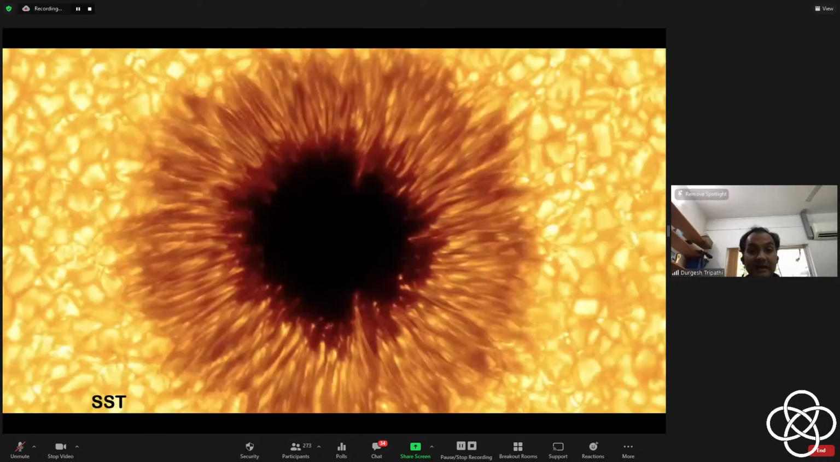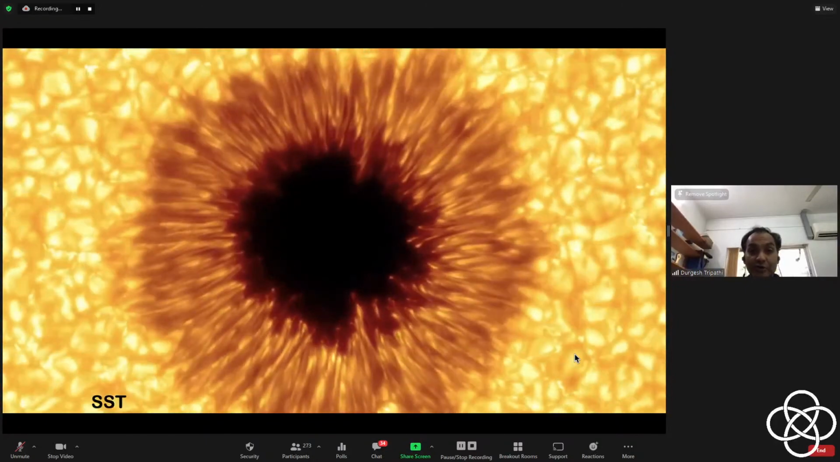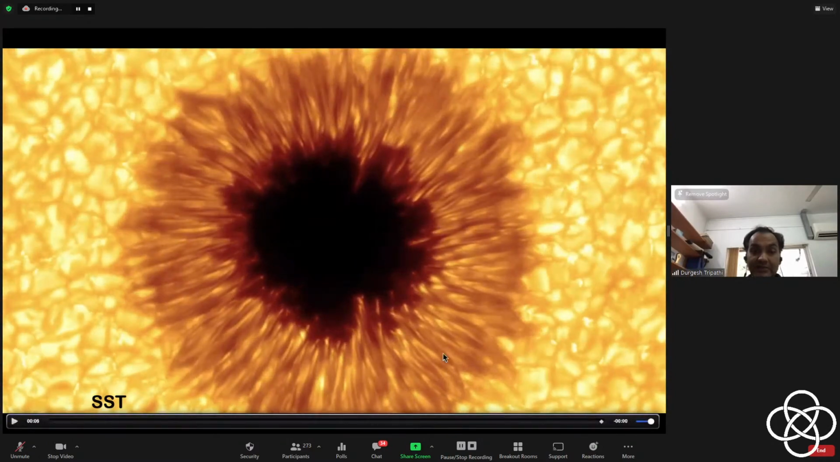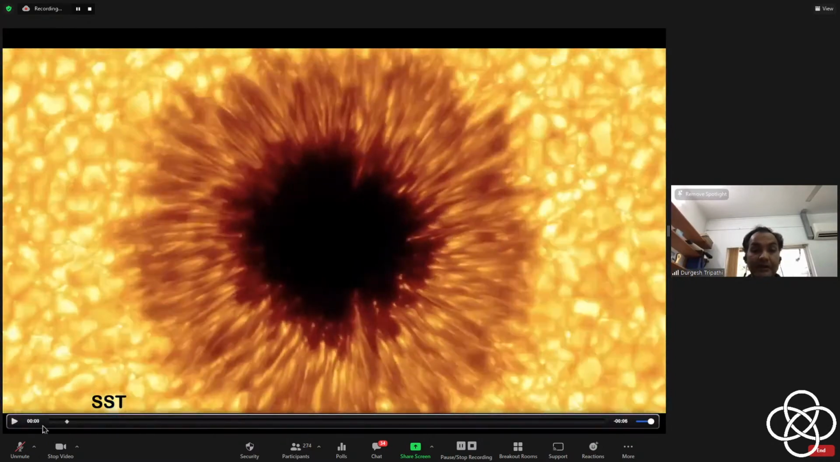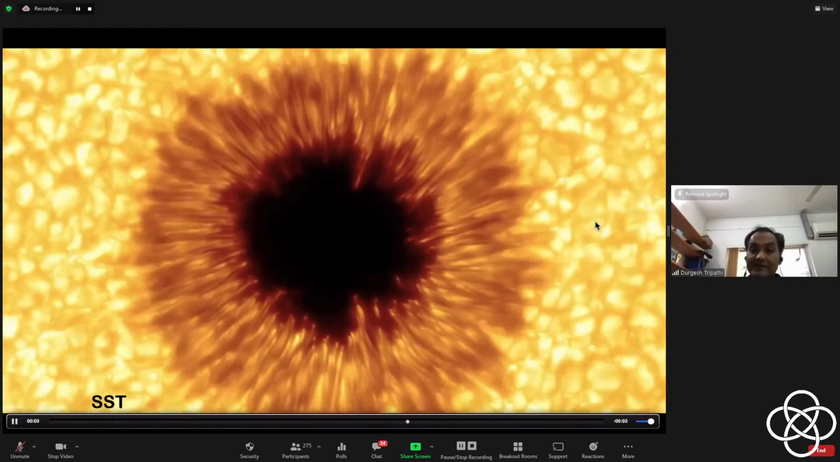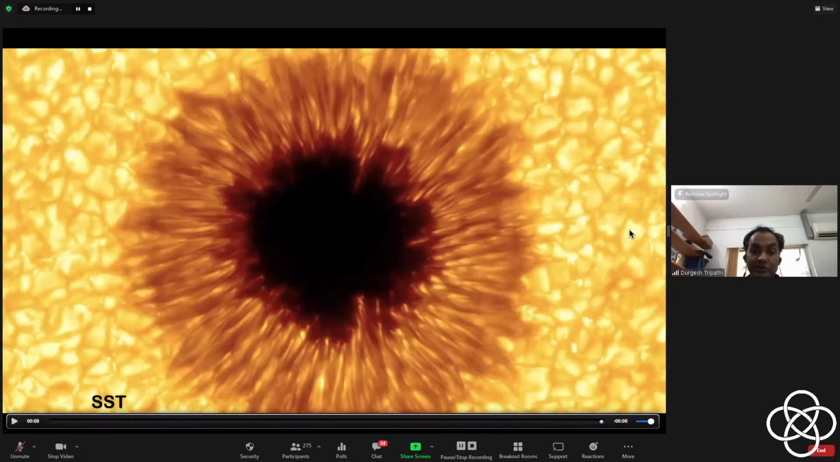Now, this is an image taken in visible light from the Swedish Solar Telescope, and what it shows is a sunspot. So what you see is the dark region of the umbra, and this is the penumbra, and that is granules. This I showed you earlier also. So essentially this means there's a very strong magnetic field here in the umbra, which has vertical field lines, like a bundle of flux tubes.